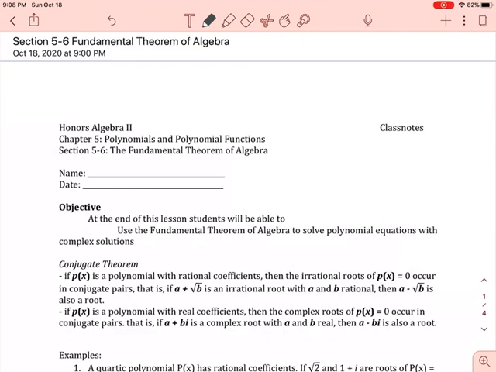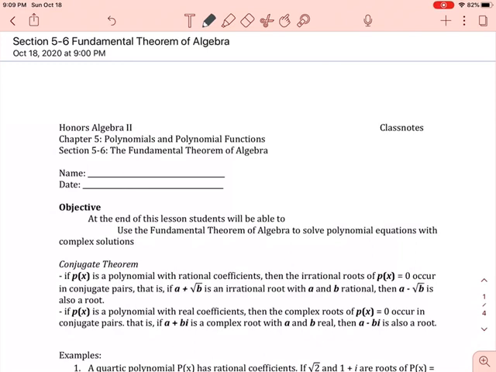All right, so our first one is called the conjugate theorem. And basically it says if we have a polynomial with rational coefficients, now keep in mind that just means that the numbers in front of our variables are integers. They can be fractions and decimals, but we usually don't write it that way. Then the irrational roots of p of x equaling 0 occur in conjugate pairs. That is, if a plus the square root of b is an irrational root of p, with a and b being rational, then a minus the square root of b is also a root. Give us a minute, we'll explain what that means.